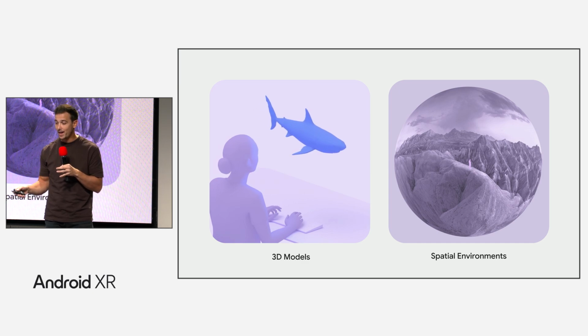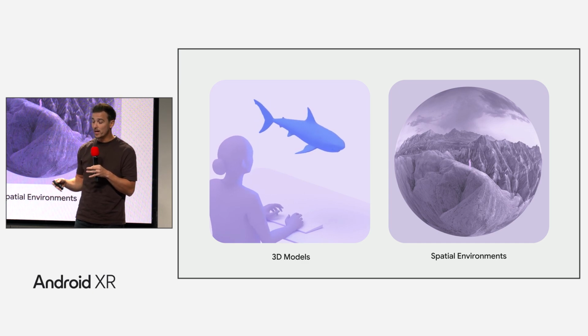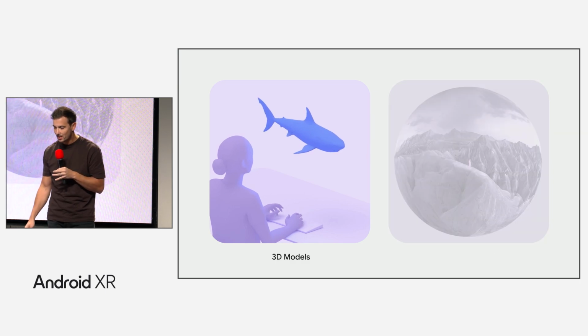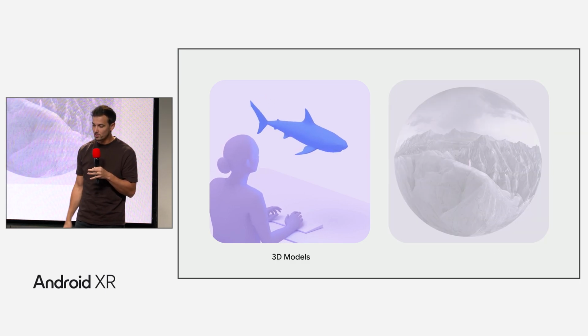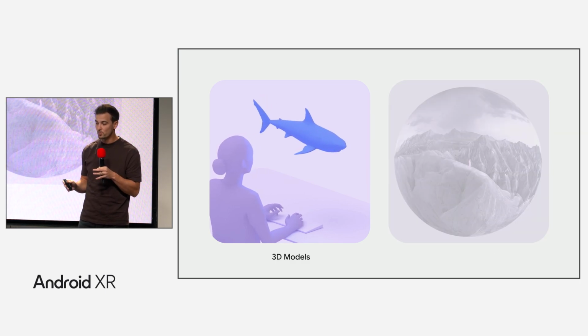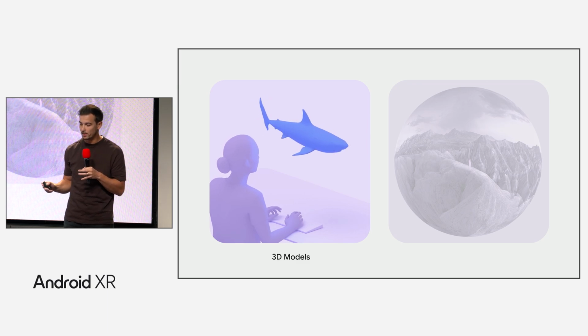You can also add 3D models to your scenes and create custom environments to immerse your users. So let's dig in. Let's start by talking about 3D models, which are helpful for visualizing things in real life, like furniture in your apartment.